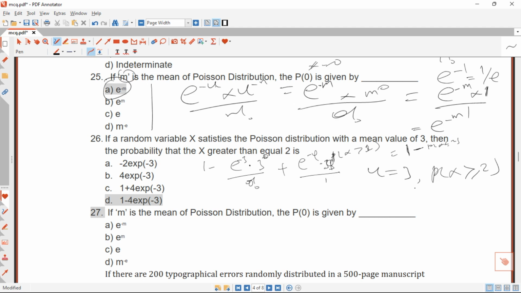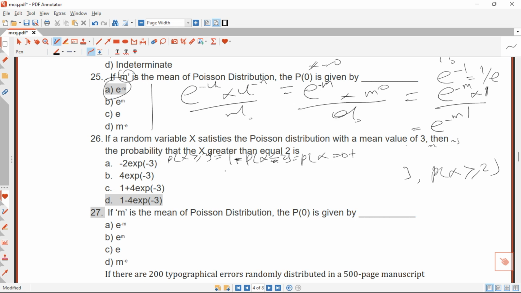Right now what you have been asked is that we should calculate the probability that our x is greater than or equal to 2, which is very simple. We have been given our mu, and we know that the probability that our x is greater than or equal to 2 can be written as 1 minus the probability that our x is less than 2.